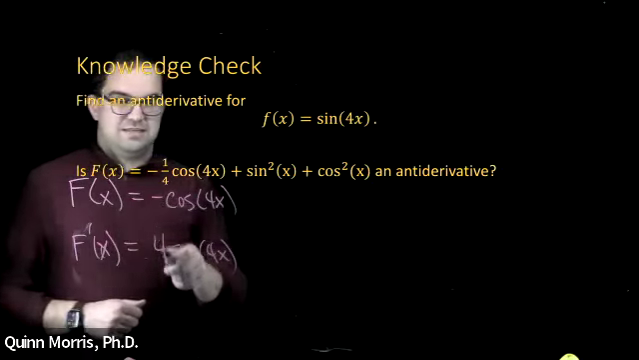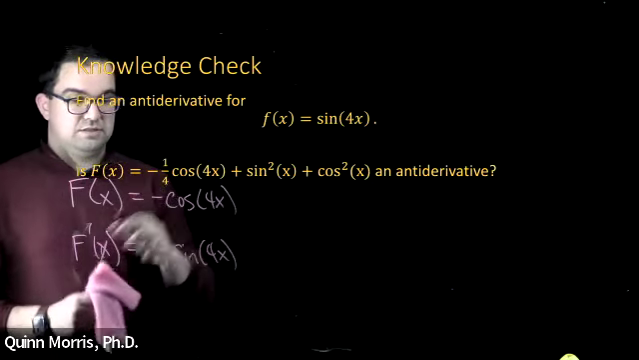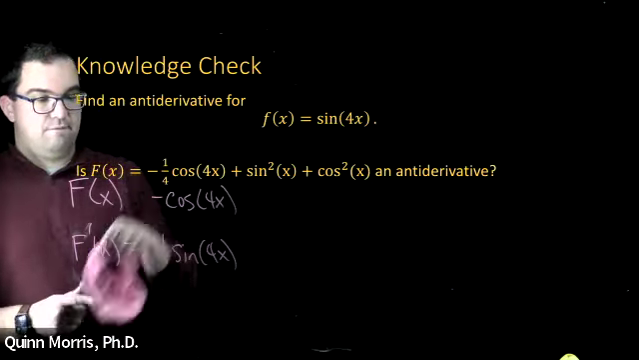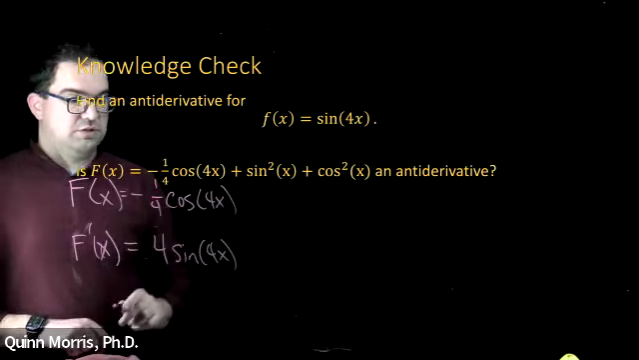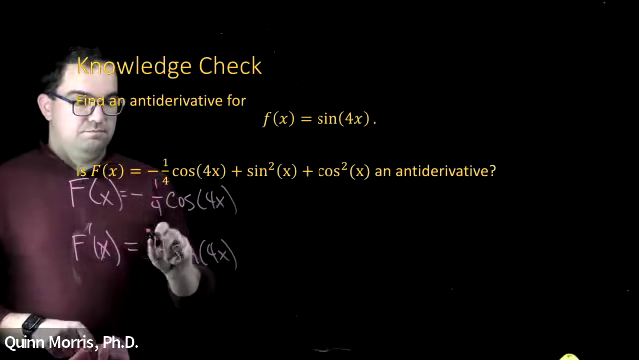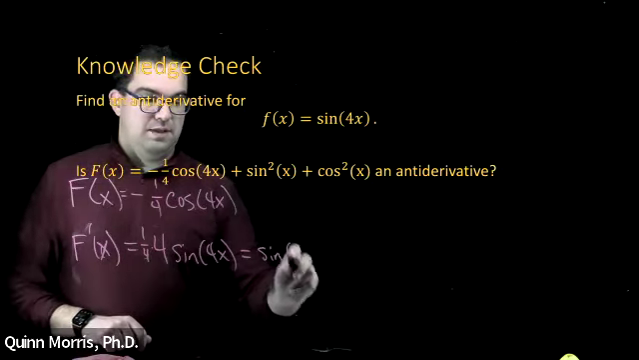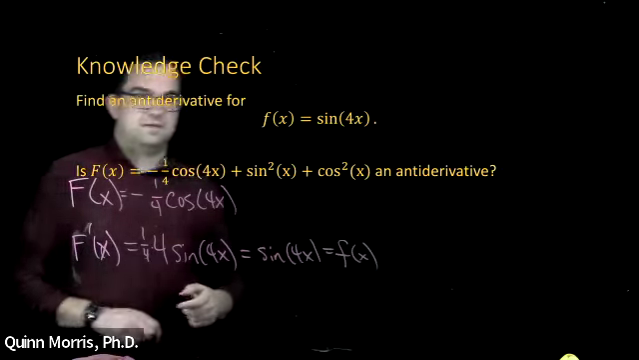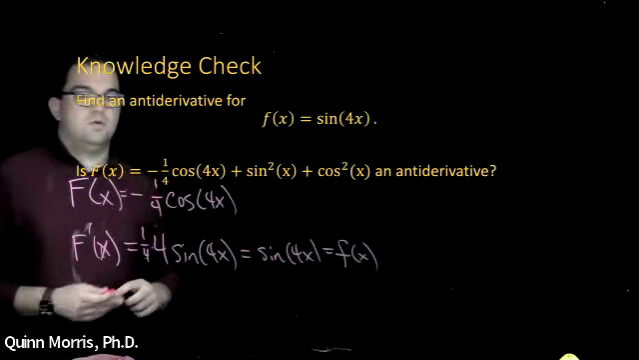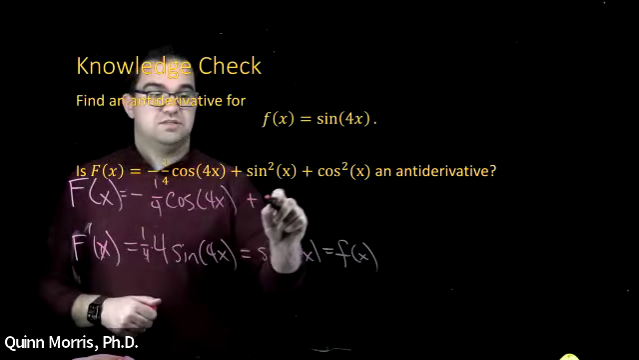But then I could say, I see I need a factor of 1/4 to cancel out that 4 here. And so, in fact, I want to guess negative 1/4 cosine of 4x. And that will end me up with sine of 4x, which is my function little f of x. So there's an antiderivative of this. And of course, you could also add any constant you want here.